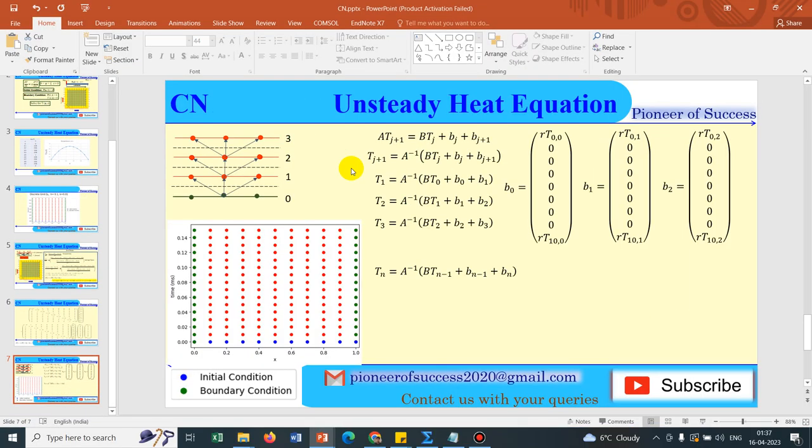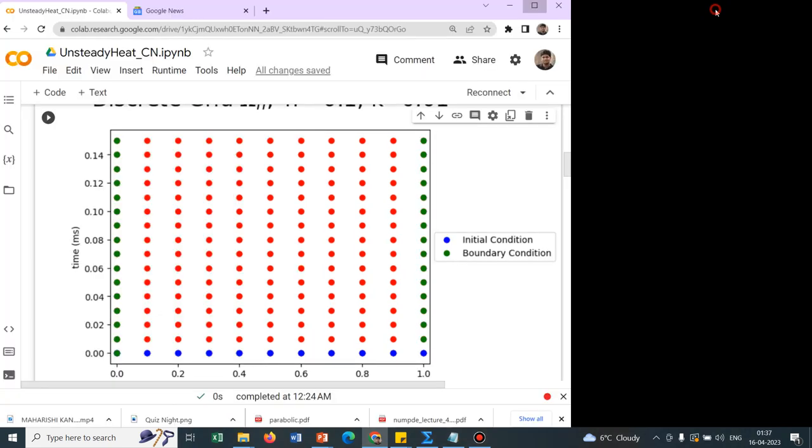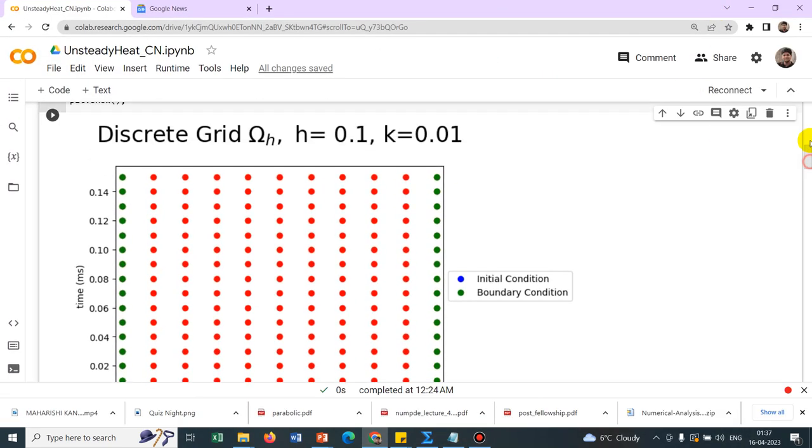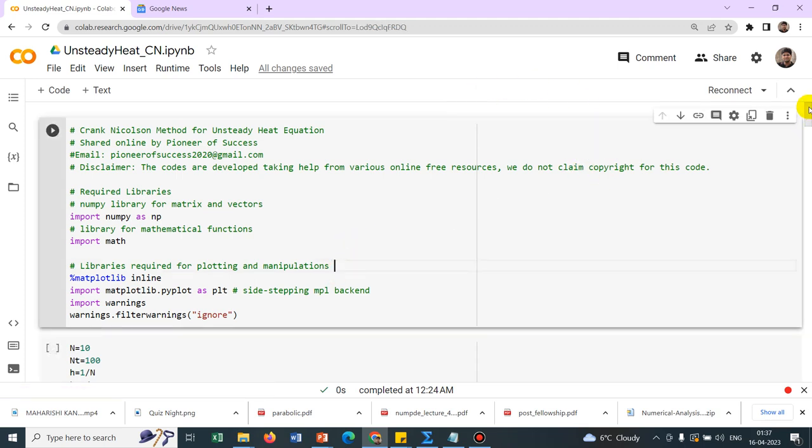So now we'll be going to the Python code. We have written the Python code, and I'll be explaining the lines, how exactly the Python code is written, and I'll be sharing this particular code so that you can use it for your purpose.